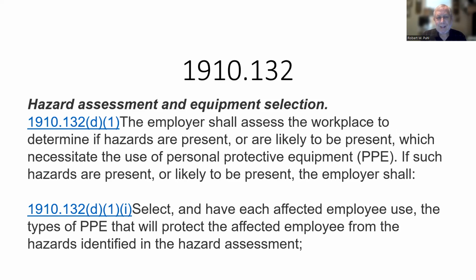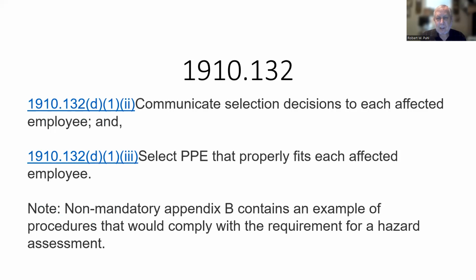Hazard assessment and equipment selection. The employer shall assess the workplace to determine if hazards are present or are likely to be present, which necessitate the use of personal protective equipment. If such hazards are present or likely to be present, the employer shall select and have each affected employee use the types of PPE that will protect the affected employee from the hazards identified in the hazard assessment. Communicate selection decisions to each affected employee and select PPE that properly fits each affected employee.